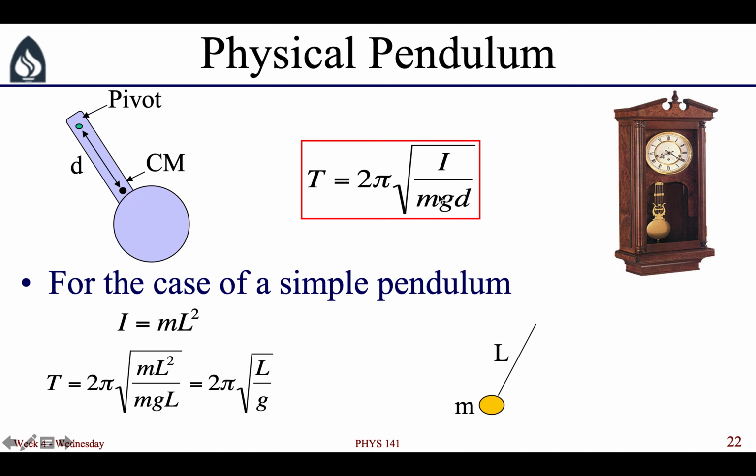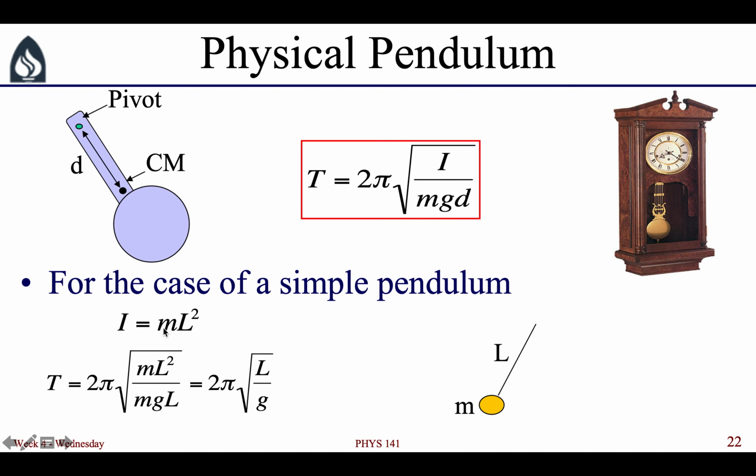So we should do a check on this equation and see that it agrees with what we already know about the simple pendulum. So for a simple pendulum where you have just a very small mass on the end of a string, we know that the moment of inertia is equal to mL squared because you have a single mass going in a circular motion. So a single mass going in a circle always has a moment of inertia equal to mr squared, where r is the radius of the circle, and in this case the radius of the circle is equal to the length of the string.